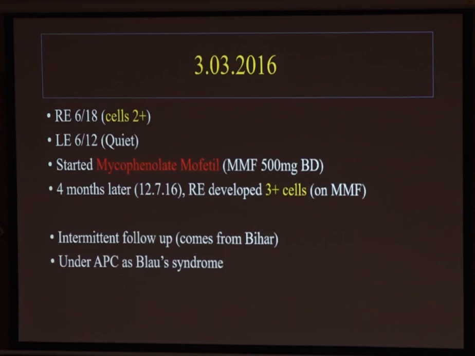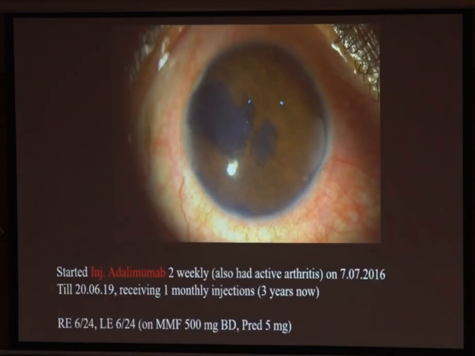Then she was added on to mycophenolate, which was the second drug. For 4 months she did fine, and then she threw up a recurrence on this drug. And because other issues were there, she used to come from Bihar, compliance was an issue. So this patient was put on anti-TNF agents, which I said are the biologics. She's been doing fine on this drug for 3 years.